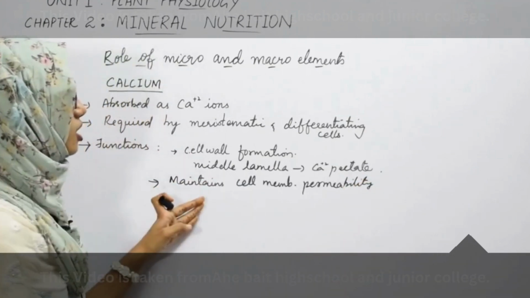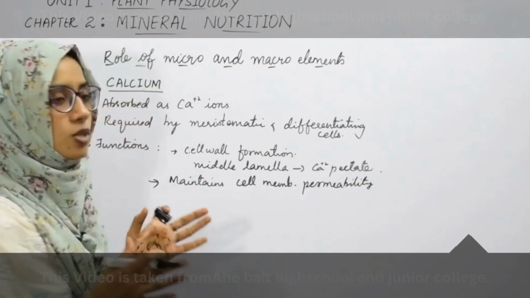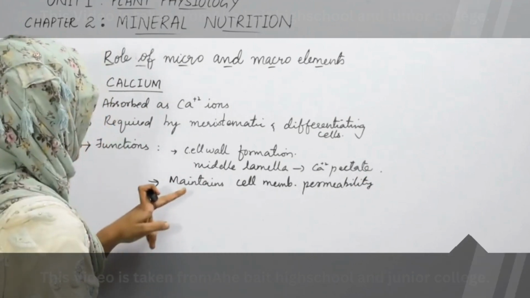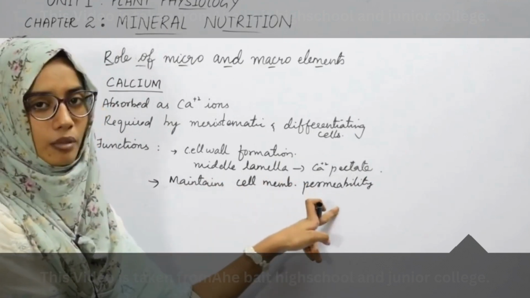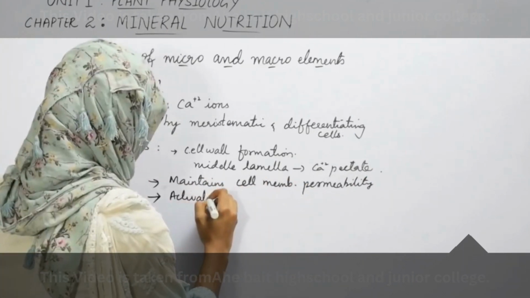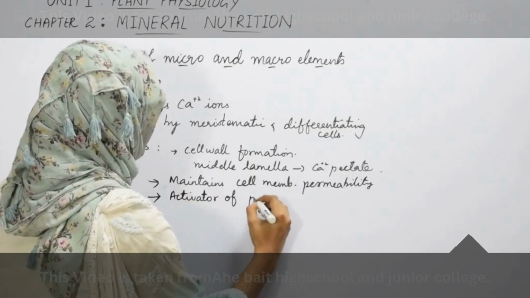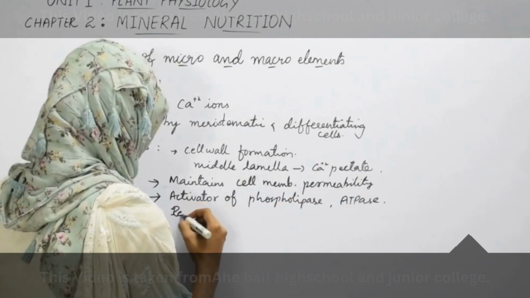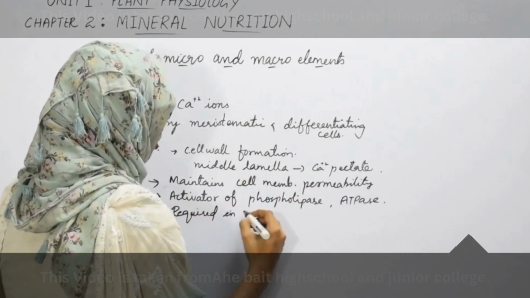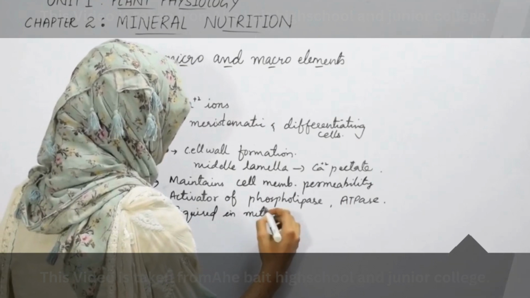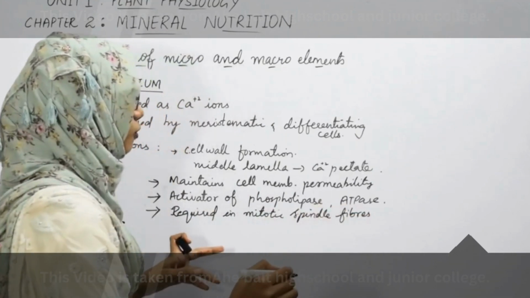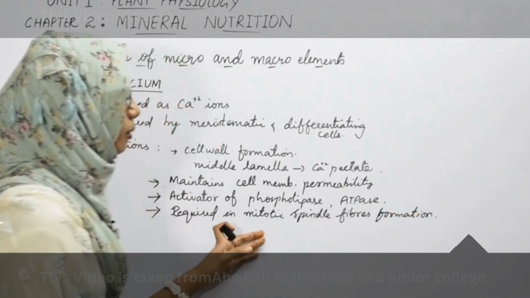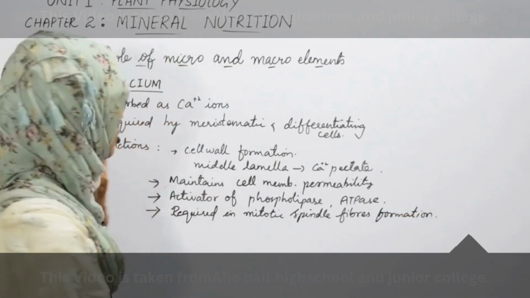That means the calcium ions are maintaining the transportation of materials into the cells and out of the cells. Hence, it maintains the cell membrane permeability. It acts as the activator of enzymes like phospholipase and ATPase. Calcium is required in mitotic spindle fiber formation. The spindle fibers which are formed during the mitotic division can be formed in the presence of calcium ions.